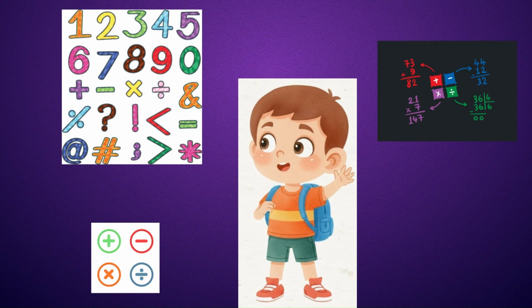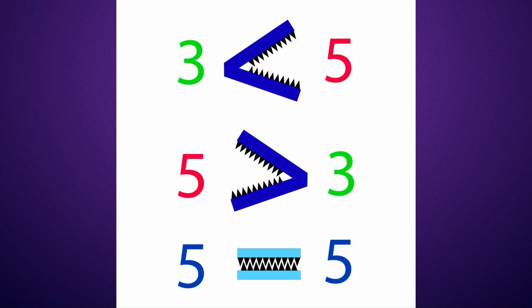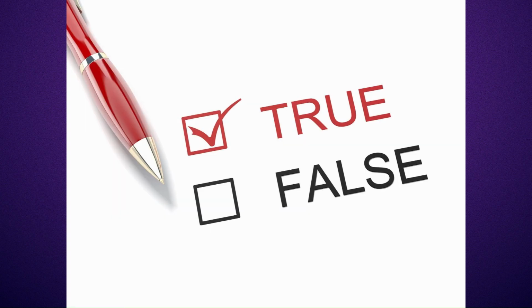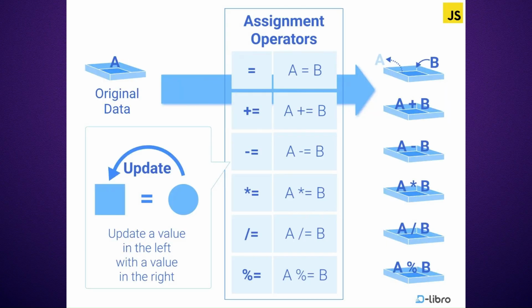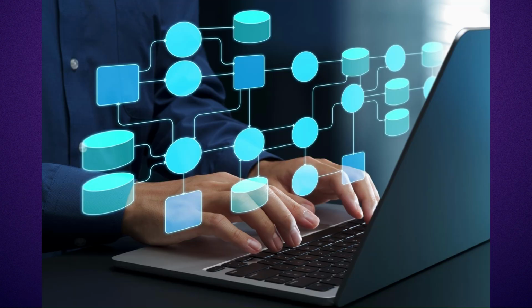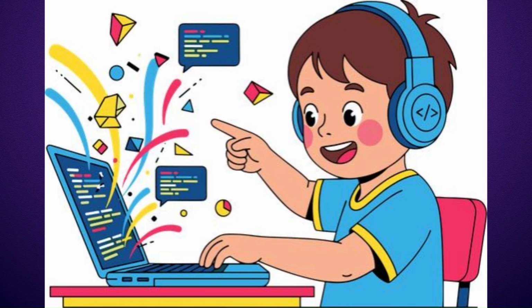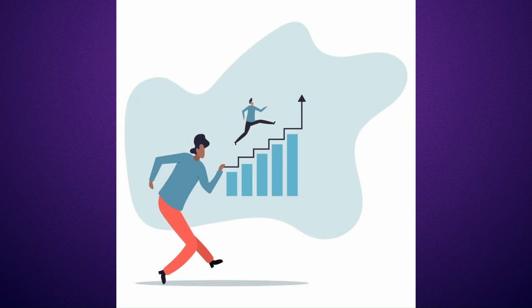Let's quickly summarize. Arithmetic operators perform calculations. Comparison operators compare values. Logical operators combine conditions. Assignment operators update values. Bitwise operators work at a binary level. Operators and expressions are the backbone of programming. Once you understand them, coding starts to make sense. This is an important step forward.